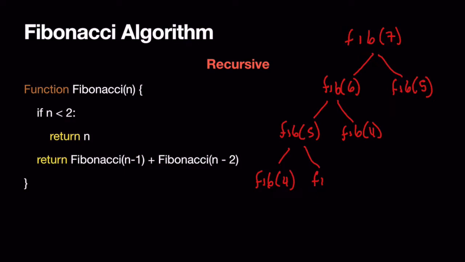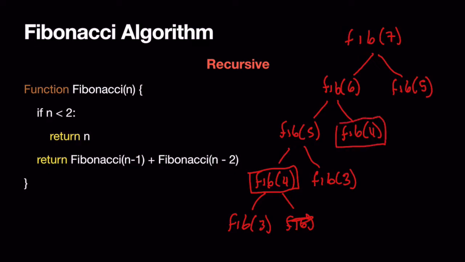actually exponential, or better yet, 2 to the n, because we can see that, for example, fib4 will be recomputed here, will be recomputed here, it will be recomputed there. So this is actually very slow as n increases, but we can use dynamic programming to give us the same complexity as the iterative approach.